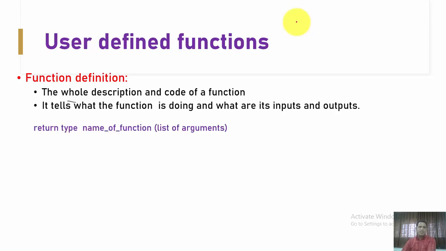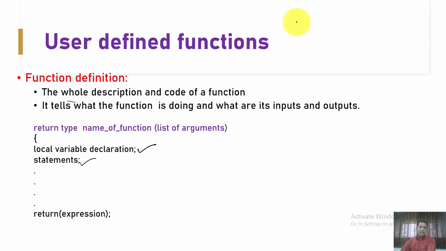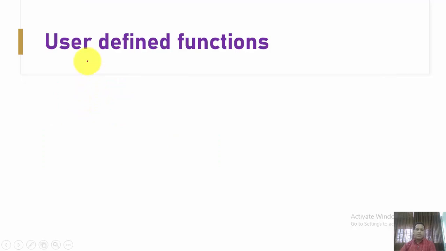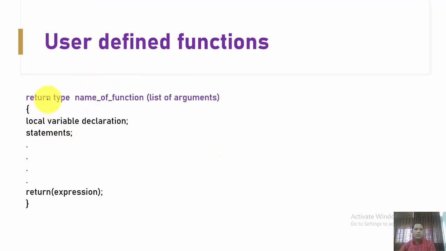So here the syntax is simple: a return type, name of function, list of arguments, and inside this we are going to define the variables and the required statements. At last, I am going to define the return. So let us relate this concept of function definition with some practical example. We know the syntax for function definition: first we define the return type, followed by the name of function, and inside the brackets we define the variables. As we have seen, arguments are nothing but the simple variables that we are using in our program. Then local variable declaration statements, then the return expression.